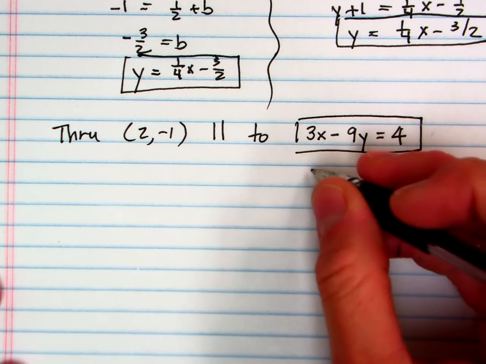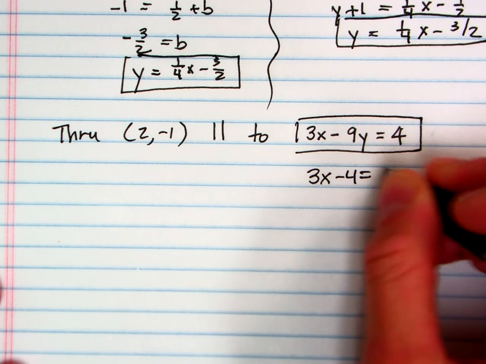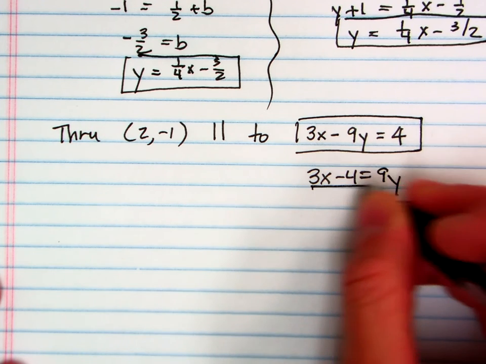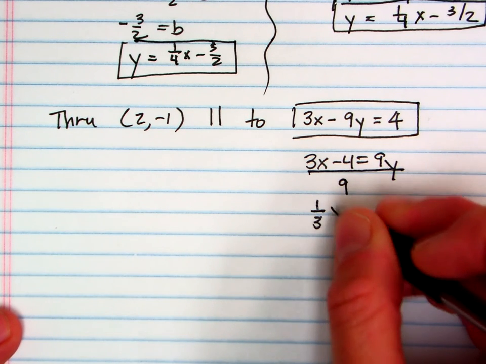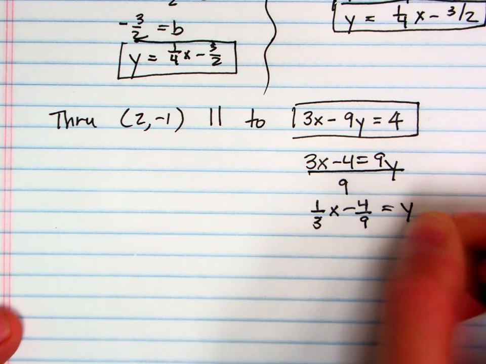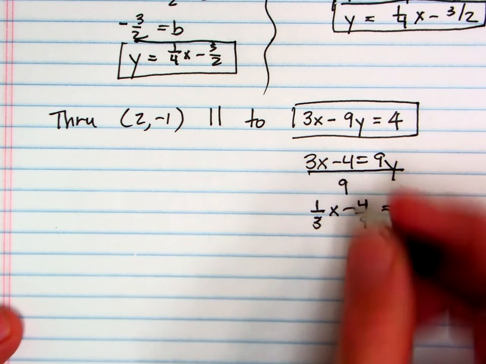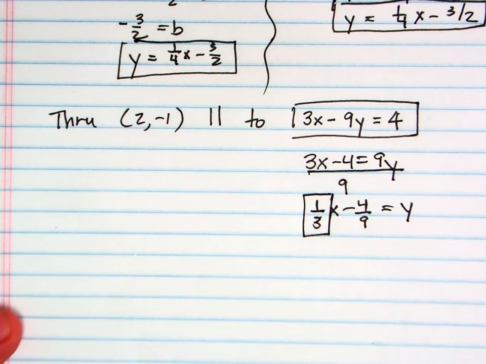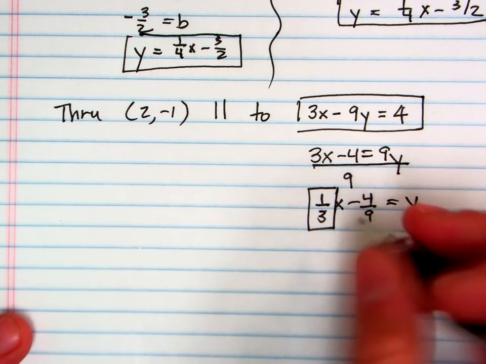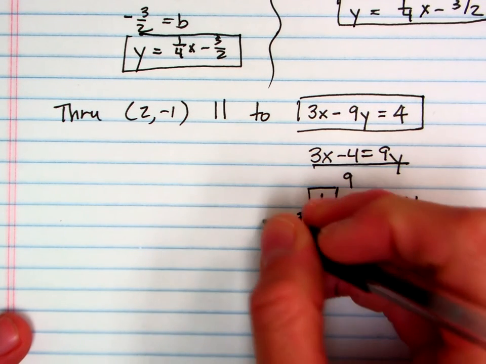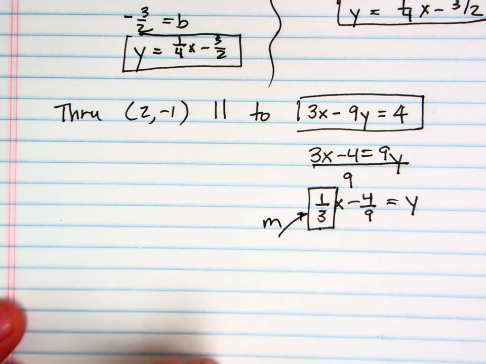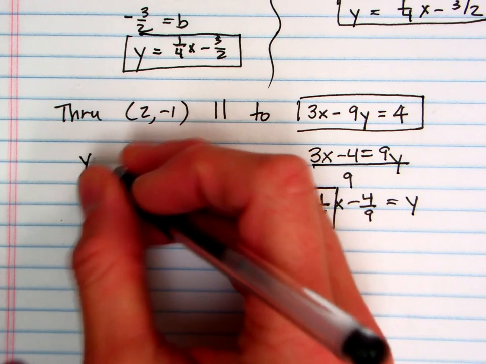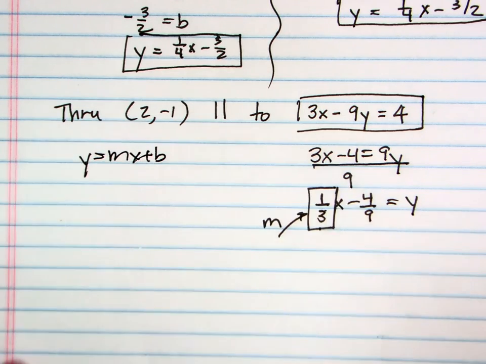So I have 3x minus 4 equals 9y, and then I divide everything by 9. So I get 1/3 x minus 4/9 equals y. I don't really care about the y-intercept here. What I'm mostly worried about is the slope. So the slope of this line is 1/3. This is the slope I use along with this point to find the equation of the line, because parallel lines have the same slope. So we'll do y equals mx plus b.